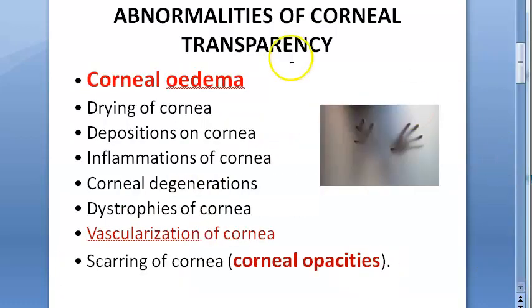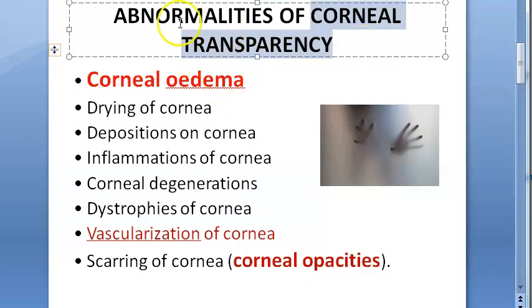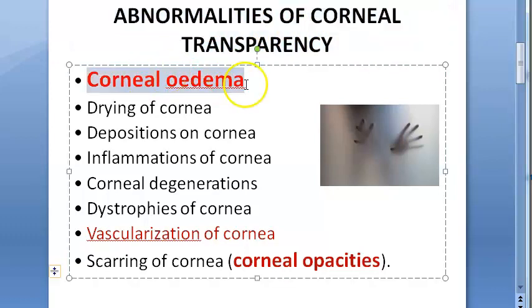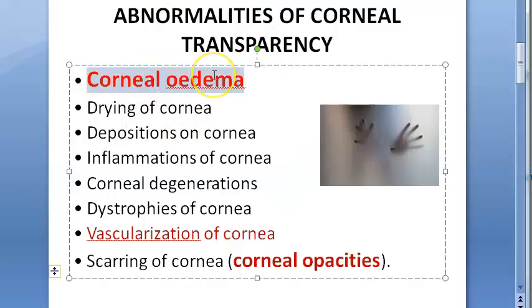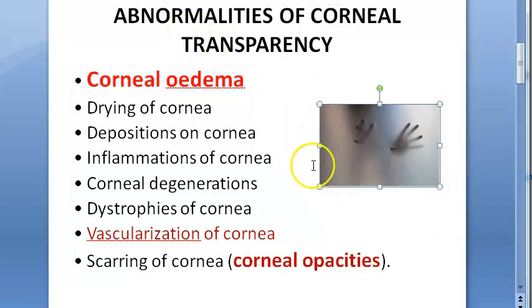So there will be decrease in the corneal transparency. Corneal transparency can decrease because of many reasons. Corneal edema is one of them. Then you have corneal opacities, vascularization of cornea, dryness of cornea, depositions on cornea, inflammation of cornea, right? Corneal degeneration, dystrophies of cornea. So many reasons are there for the cornea to lose its transparency. Here we are going to look at the causes of corneal edema, treatment of that, etc.